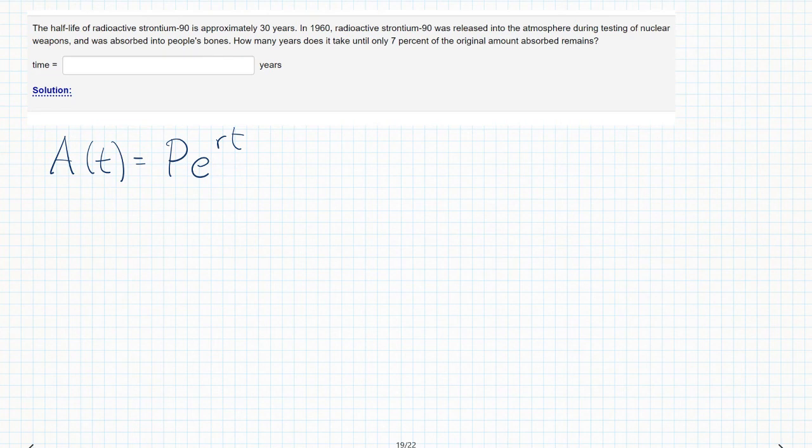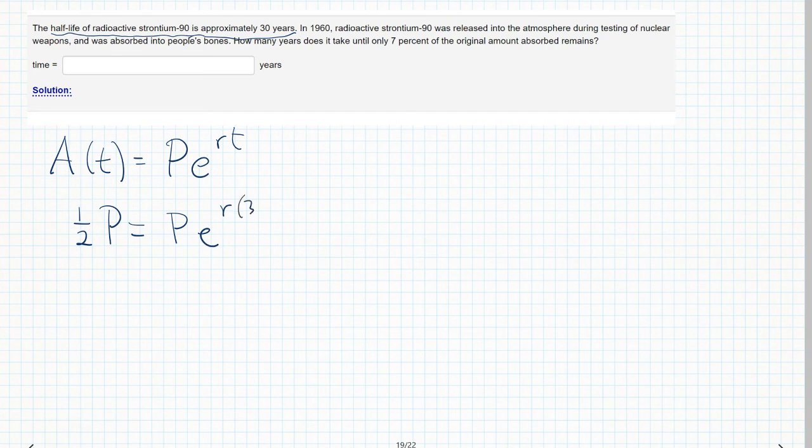Now, where do we go from that part forward? So this means we have A of t equals P e to the rt. Well, we have a half-life of approximately 30 years. And some of you might know the formula involving half-life, but I'm going to show you a worst case scenario. So that means whatever the starting amount, if it's P, you're going to have 1/2 of P at 30 years. So you get 1/2 P equals P e to the r, and we don't know r, times 30, since 30 years is when that occurs. Okay, so that's just that piece of information.